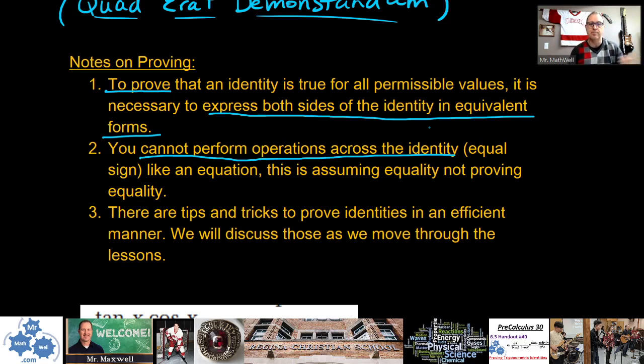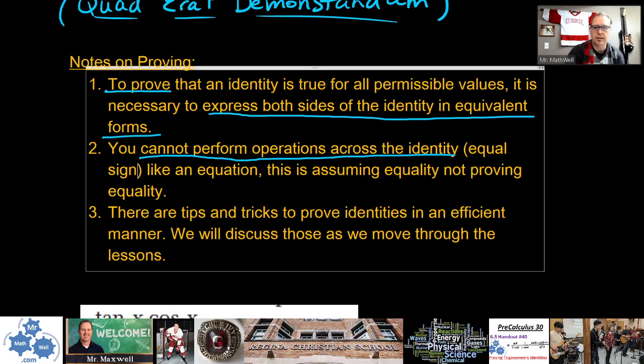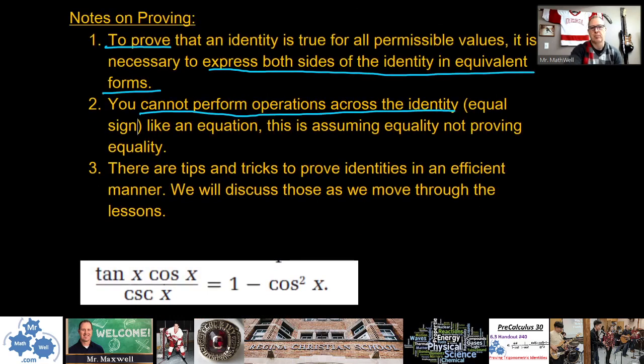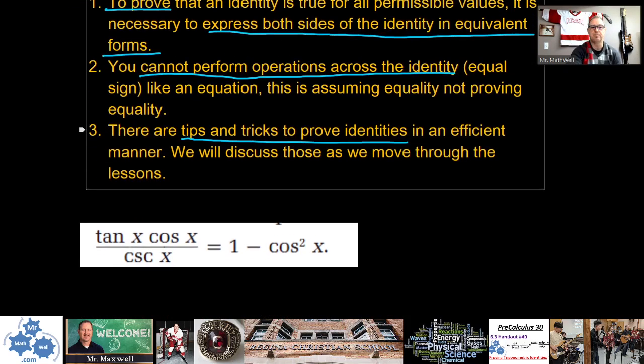That doesn't work. So you can do little operations like moving things around, factoring things, right? Rearranging things. You can do things on the one side of the equation or of the proof, but you can't bring it over to the other side, okay? And there are more tips and tricks that I'll give you in this lesson and as we move forward in 6.3 in proving. Okay, so more tips. There are tips and tricks to prove identities, and then we will be noting those soon.